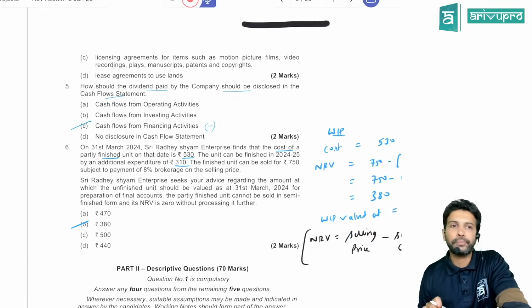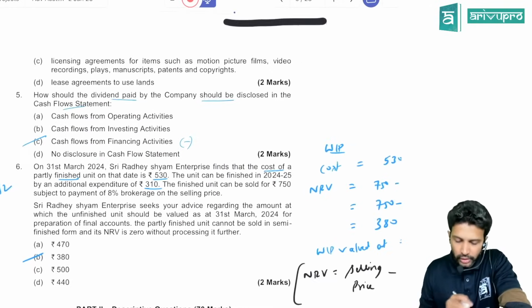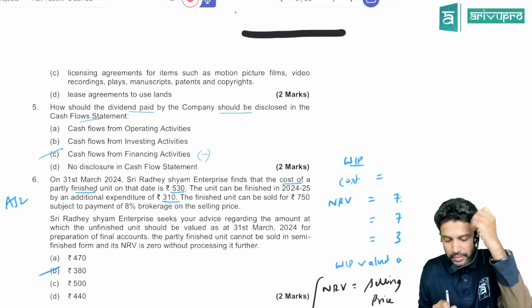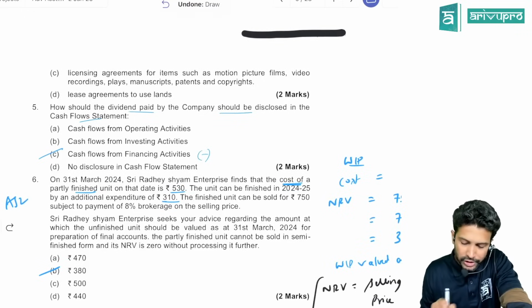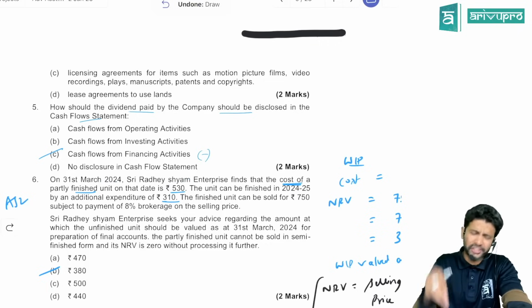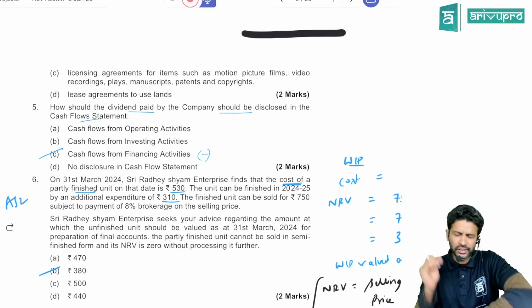Any problem? No? Okay. Next question is on Accounting Standard 2. On 31st March 2024, Sri Radhe Shyam Enterprise finds that the cost of partly finished goods is 530. It's a repetitive question. The same question is there in our study material also, maybe with a different number, but any which way, we'll still cover it.